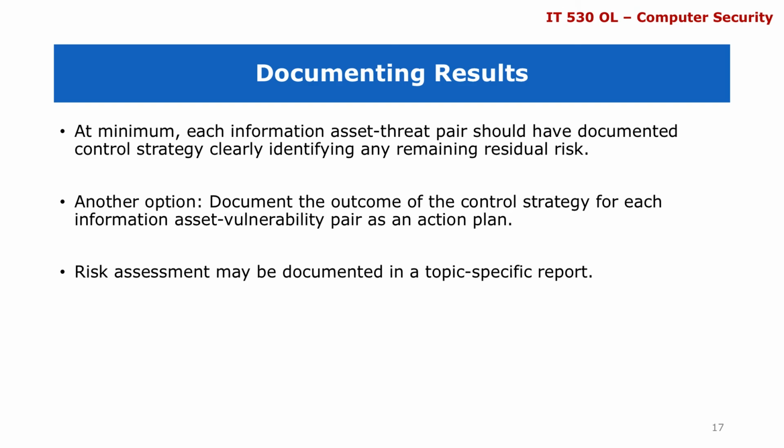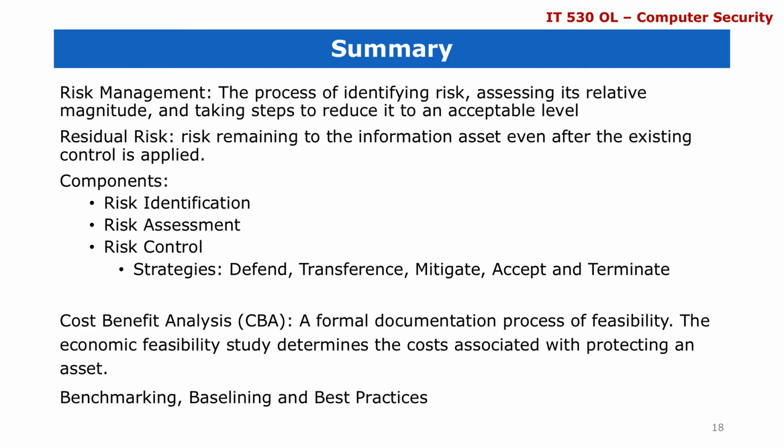And this brings us to the end of chapter 5. In this chapter, we were able to cover risk management. We covered what residual risk is. We also identified the components of risk management, including risk identification, risk assessment, and risk control. We also looked into the strategies for risk control and risk approach, including defend, transference, mitigate, acceptance, and also termination. We looked into cost benefit analysis, benchmarking, baselining, and best practices.